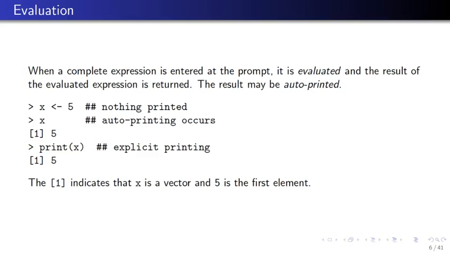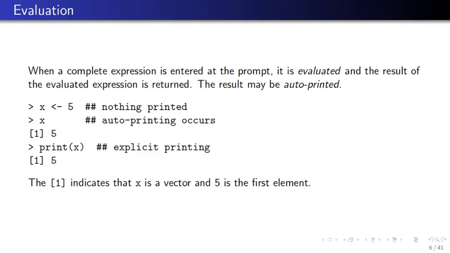So when I type in x and hit enter, and it prints out 5, that's called auto printing. When you just type an object's name and hit enter, R will by default auto print the value of that object. This is the same as calling the print function on that object, which will just print out the value of that object. So you can explicitly print an object, or you can auto print an object. This sounds a little complicated, but it's really just the natural thing to do, and it's what most people would expect.